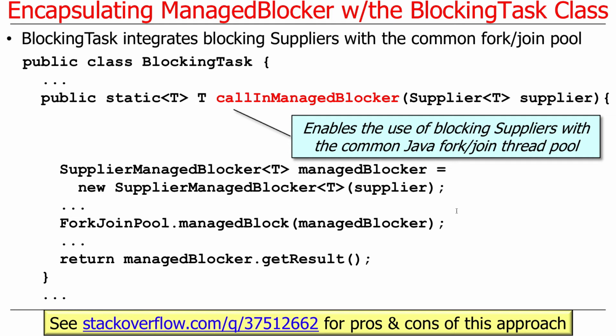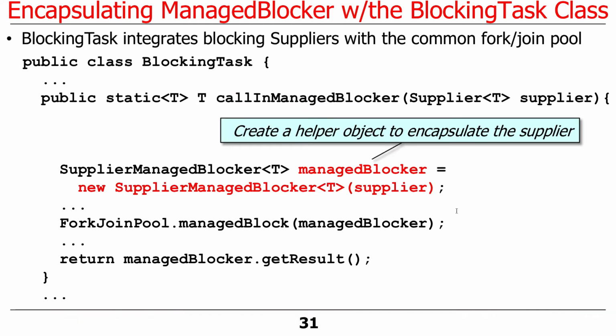Here's the method. It's a static method, callInManagedBlocker. The callInManagedBlocker method will be passed a supplier, and it allows you to pass suppliers, which are just lambdas or method references, to use them with the common Java fork join thread pool. And you'll see when I show you the use case here, it's a really clean, really simple way to do all this stuff, and it hides all the details.